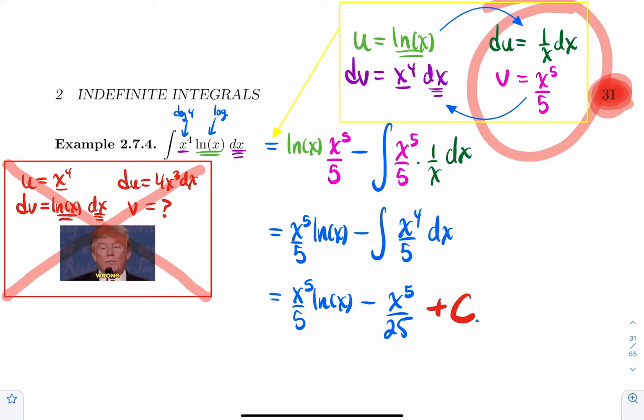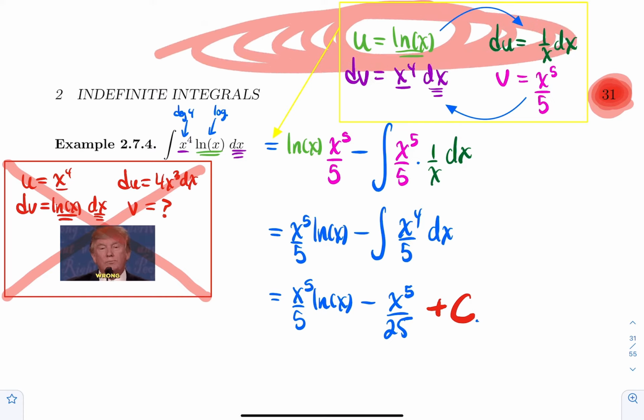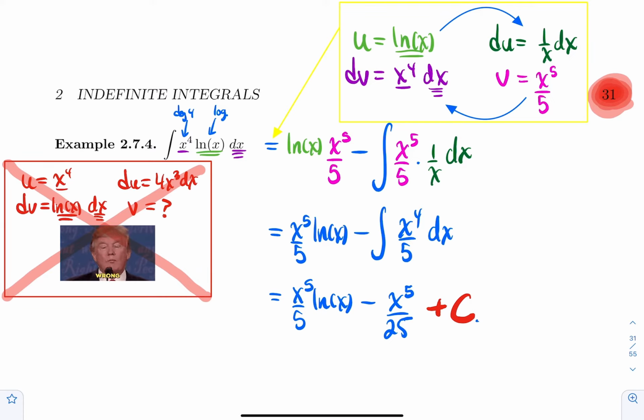So simply put, if you have an integral by parts and there's a logarithmic term involved, you have no choice. That logarithmic term will go inside u, not to be creepy or anything. All right, that's it for that example. Let's move on to the next example.